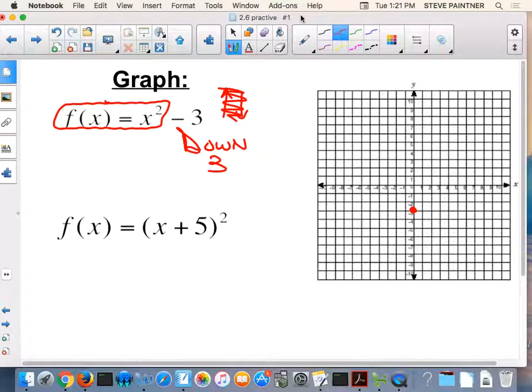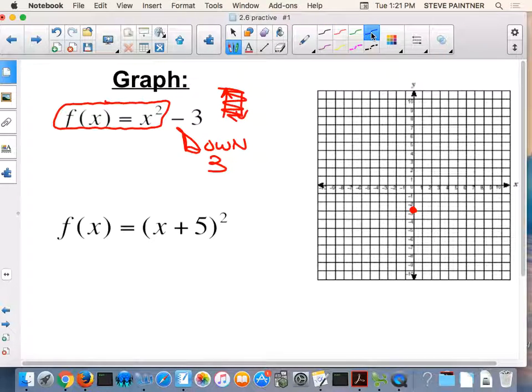Okay, so now we're going to go down 3, which we did. Now, you have to understand, this number back here controlled the up, down, right, left. That's a down 3. Now we're back to this. It's the parent all over again. Just do what the parent does. What does the parent do, though?